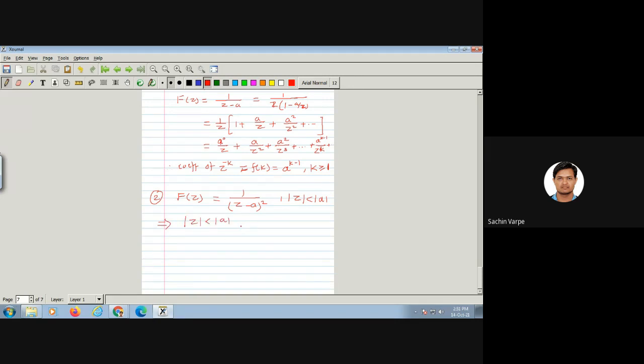What does it mean? It means mod of z by a less than 1. So what we do, we try to write the given f of z in terms of z by a. Therefore f of z will be, I need z by a, so I have to take minus a common. When I take minus a common, outside it will be minus a whole square, that will be plus a square. 1 by a square in the bracket, 1 upon 1 minus z by a the whole square. Am I right?